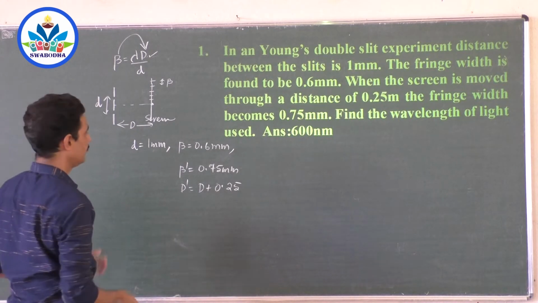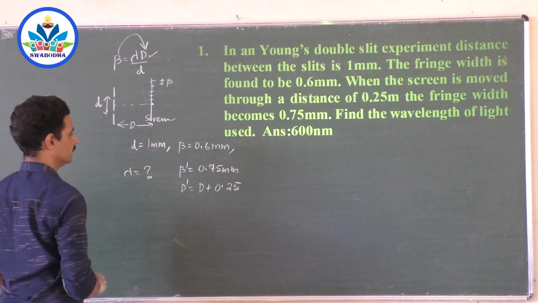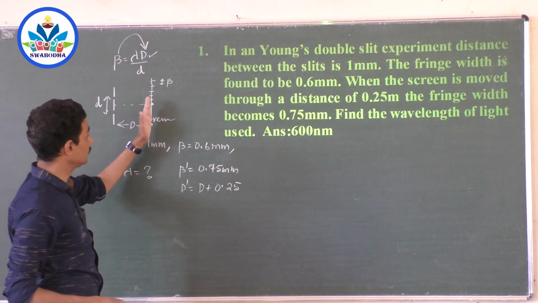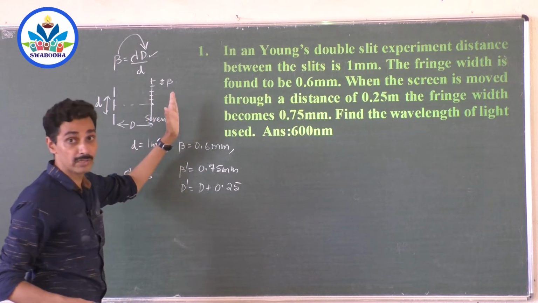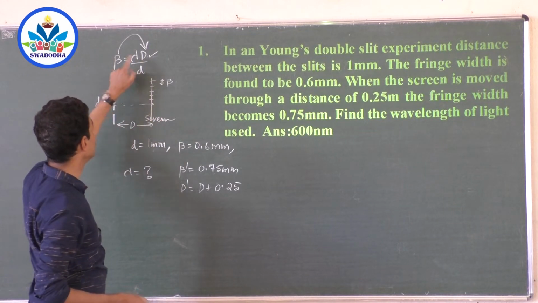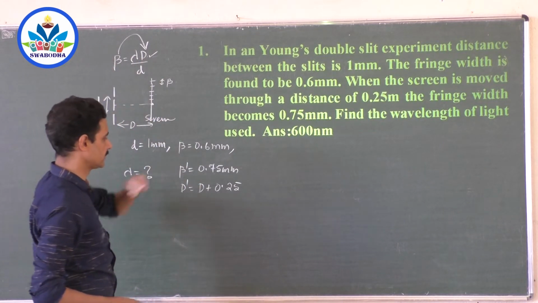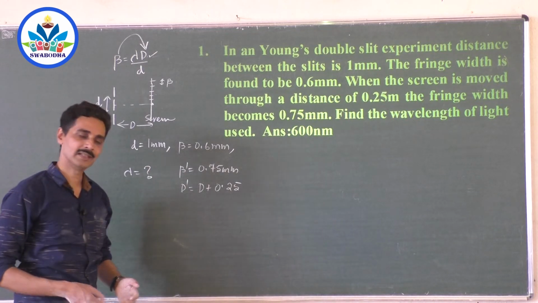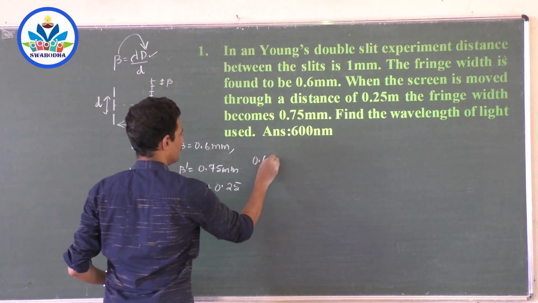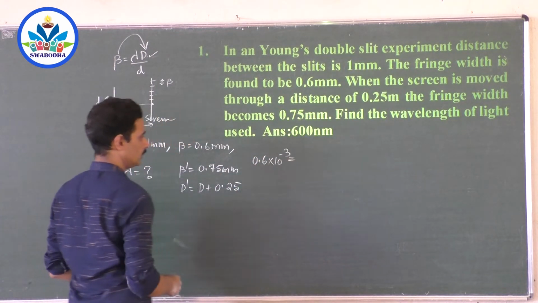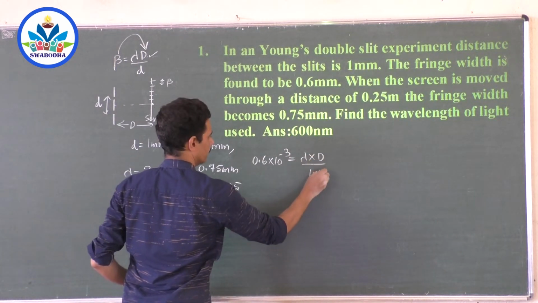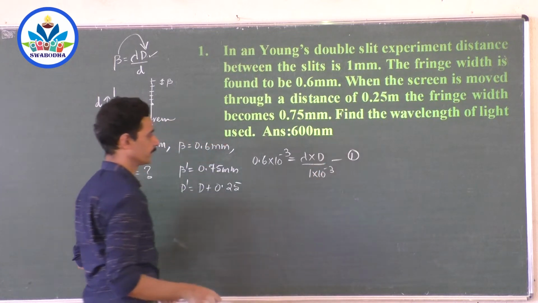What is the wavelength of light used? Lambda is how much? After moving the screen, of course it should be away. We must know that it should be away, because without moving the screen away we couldn't get more D with more beta, right? So D plus 0.25. Write the formula for both the cases, then solve them. First beta, 0.6 millimeter, must be equal to lambda capital D by small d, 1 millimeter. That is the first equation.